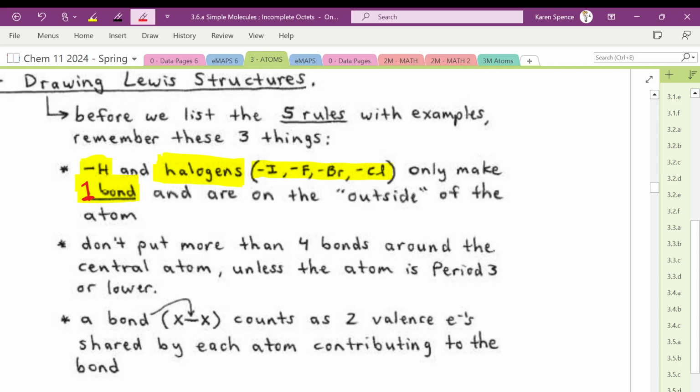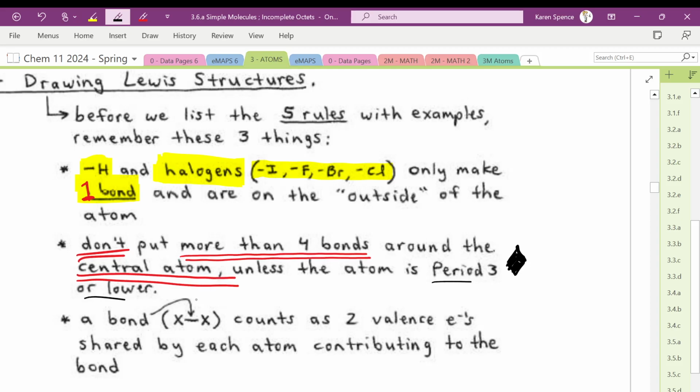Never put more than 4 bonds around the central atom unless you're doing the enriched stuff. Try to make that look like a diamond in period 3 or lower. Okay, so not more than 4 bonds ever for most of you. Okay, never more than 4 bonds.